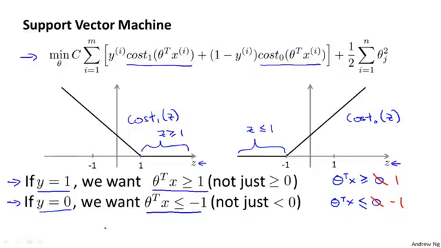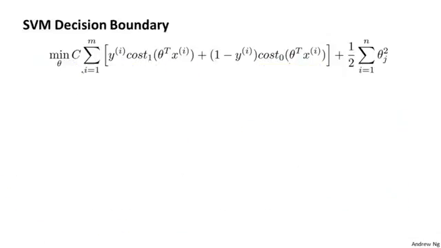Concretely, what I'd like to do next is consider a case where we set this constant c to be a very large value. So let's imagine we set c to a very large value, maybe 100,000, some huge number. Let's see what the support vector machine will do. If c is very, very large, then when minimizing this optimization objective, we're going to be highly motivated to choose a value so that this first term is equal to 0.